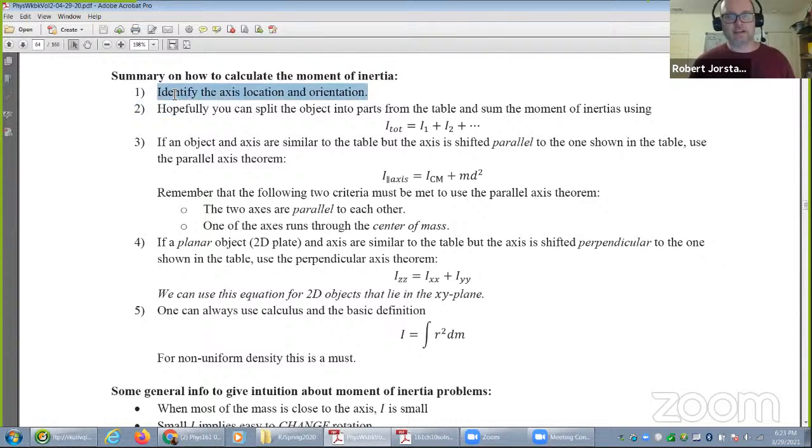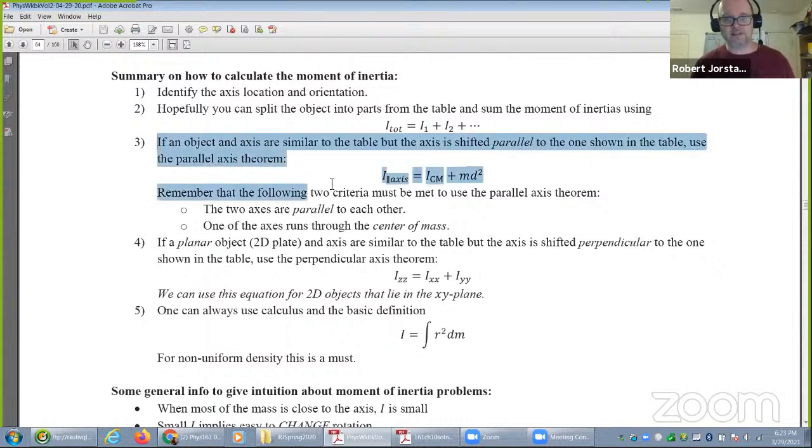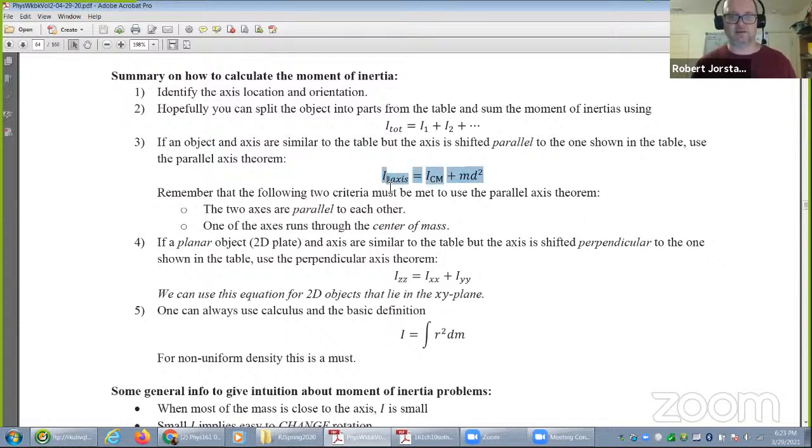First, make sure you identify the location and orientation of the axis correctly before you grab something out of the table incorrectly. Second, hopefully you can just split something into parts and add it up. Remember, if it's got a hole in it, you could do a subtraction here. So you could either add pieces or subtract them. Now remember, if it's similar to the table, but it's shifted parallel, and one of the axes goes through the center of mass, then you can use the parallel axis theorem.